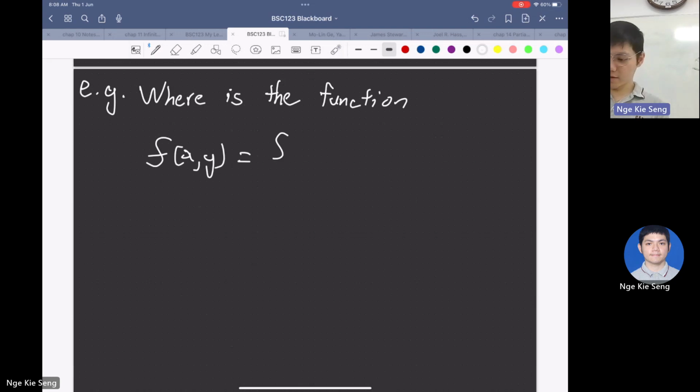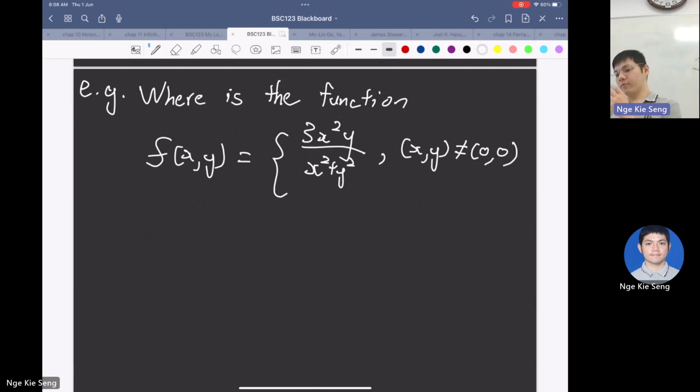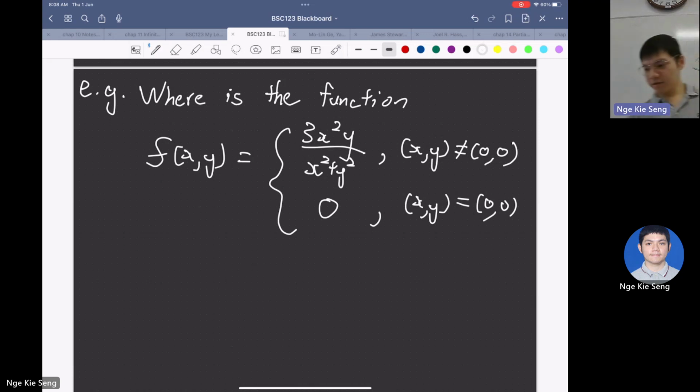So where is the following function continuous? This function is defined piecewise. At the points that are not the origin, it is 3x squared times y over x squared plus y squared. It is 0 at the origin. Okay. So where is this function continuous?